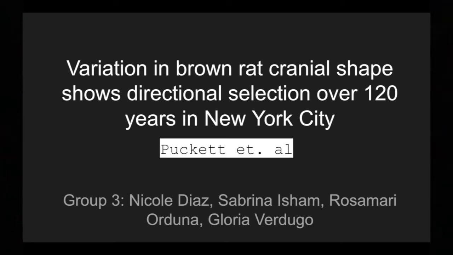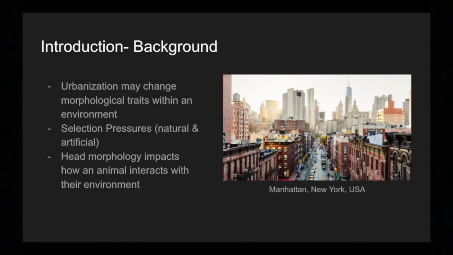Hi everyone. So today our presentation is on the descriptive study titled Variation in Brown Rat Cranial Shape Shows Directional Selection Over 120 Years in New York City. So to start off, I'm going to give you guys some background on why this study is important.